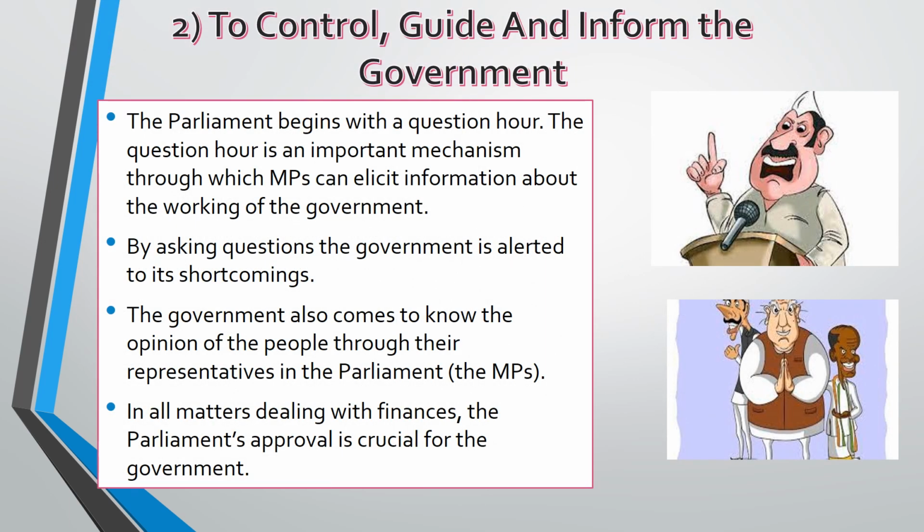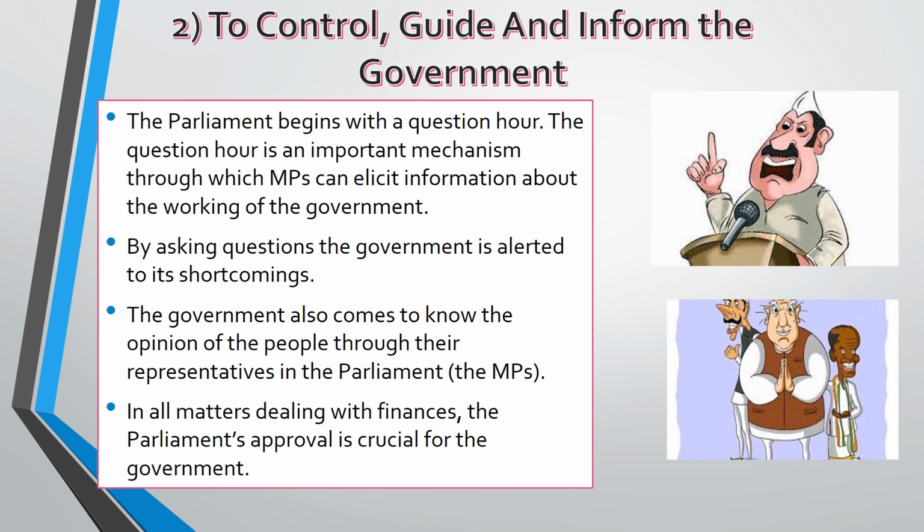To control, guide and inform the government. In this, the Parliament begins with a question hour. The question hour is an important mechanism through which MPs can elicit information about the working of the government. By asking questions, the government is alerted to its shortcomings. The government also comes to know the opinion of the people through their representatives in the Parliament, the MPs.